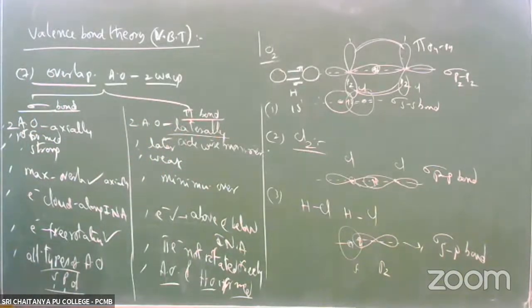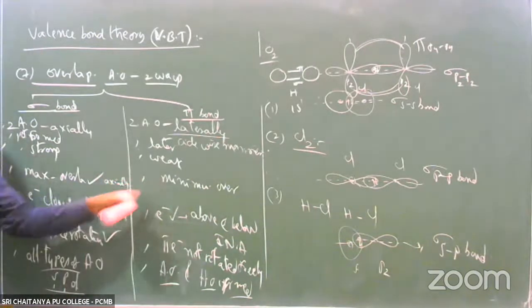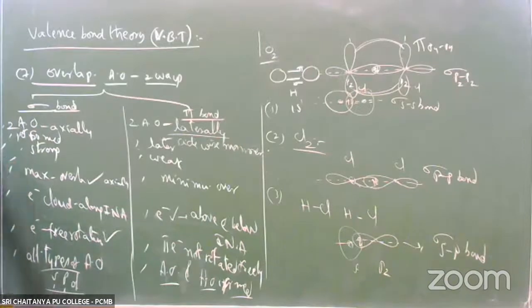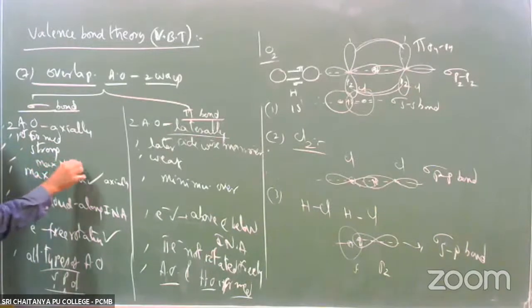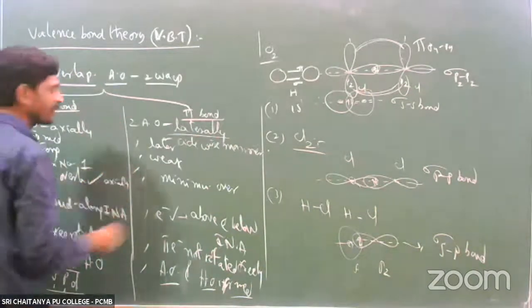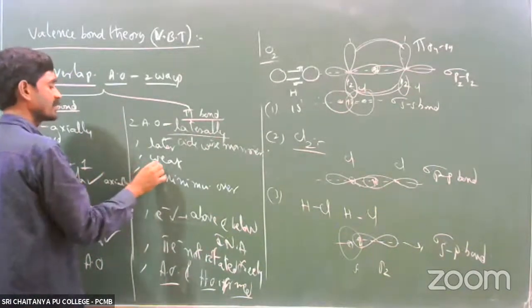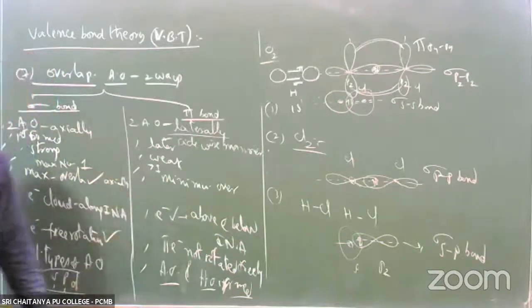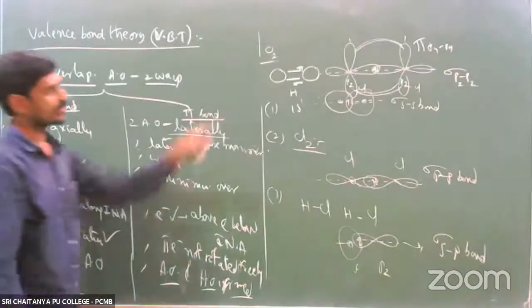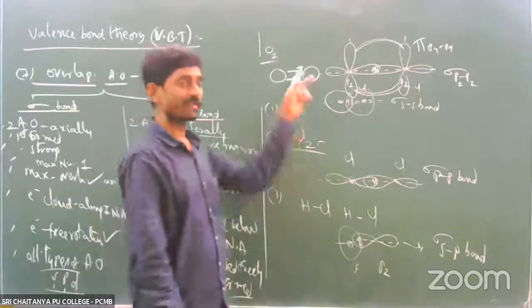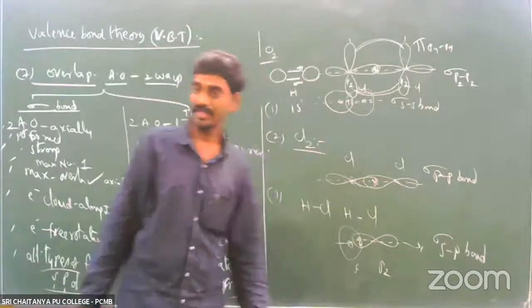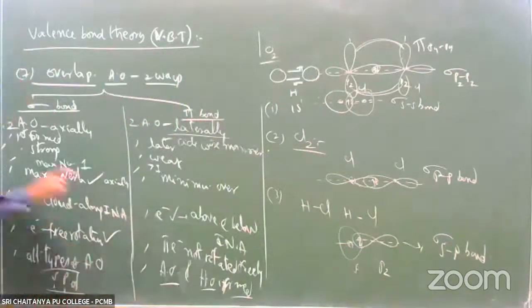The maximum number of sigma bonds is only one, and pi bonds may be two or three. So pi bonds may be greater than one. That's why here, of the two bonds, one is a sigma bond and another is a pi bond. So these are the concepts explained in valence bond theory.